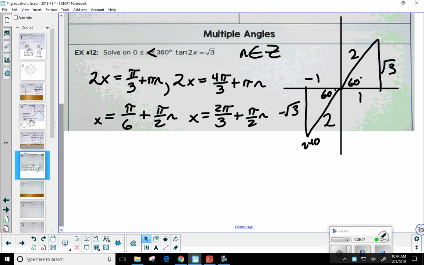Now remember, for all the solutions, we're only interested in the interval from 0 to 360, or 2 pi, right? So I'm going to go ahead and start plugging in values of n, but does anybody notice it?